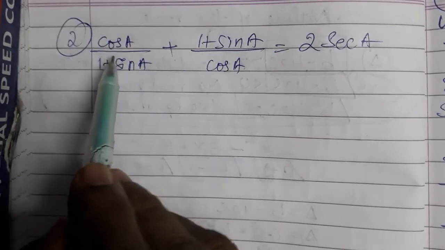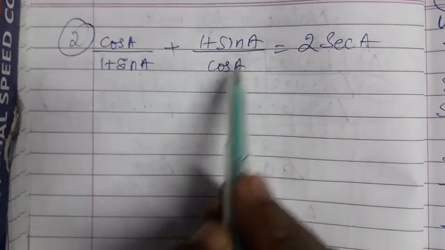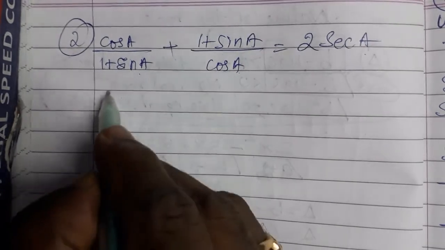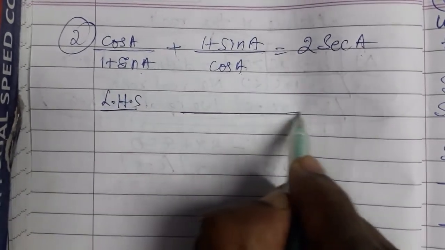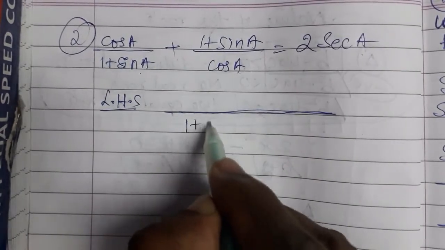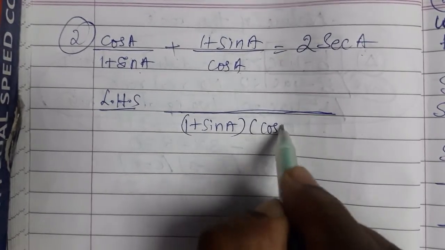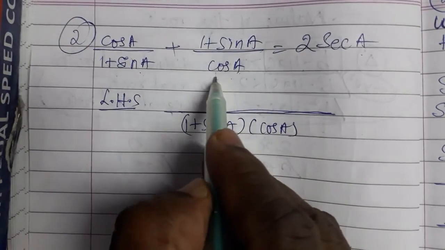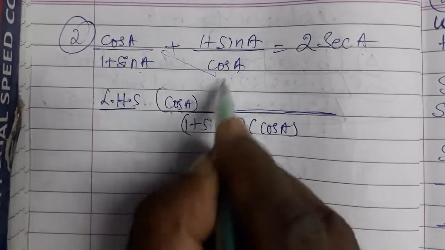The next important sum: cos A by (1 plus sin A) plus (1 plus sin A) by cos A. I have to prove it as twice secant A. So I will take the left hand side. What should I do? I should definitely take the LCM. If you multiply the denominators, that will become the LCM. So (1 plus sin A) into cos A will be the LCM. Afterwards, cross multiply, that is cos A into cos A.